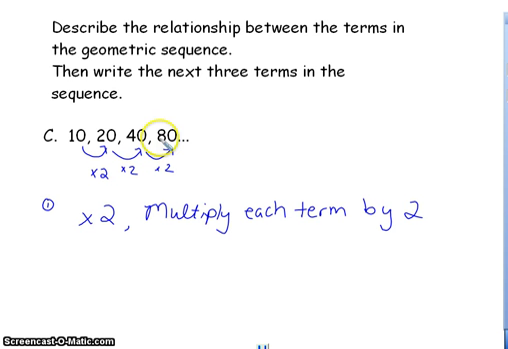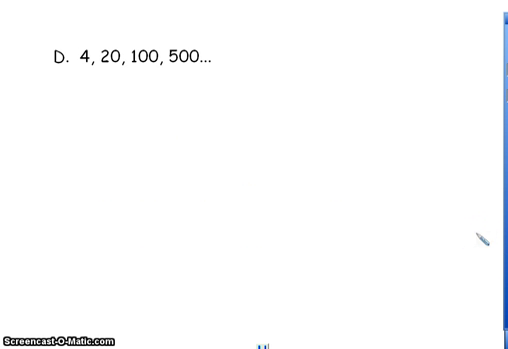And then the next three terms, 80 times 2 is 160. 160 times 2 is 320. 320 times 2 is 640. And once again, this is part 2. Okay, one more set.